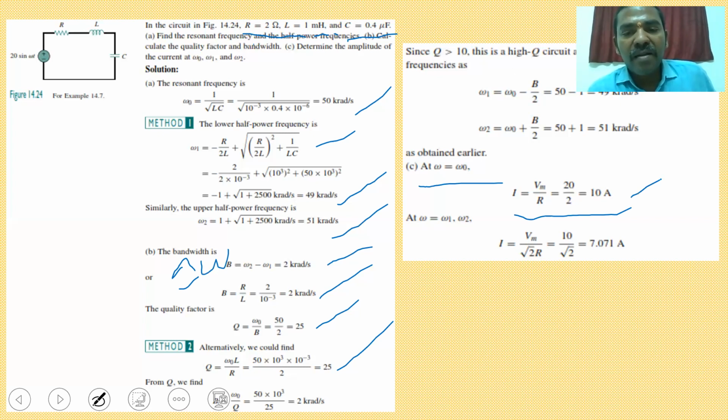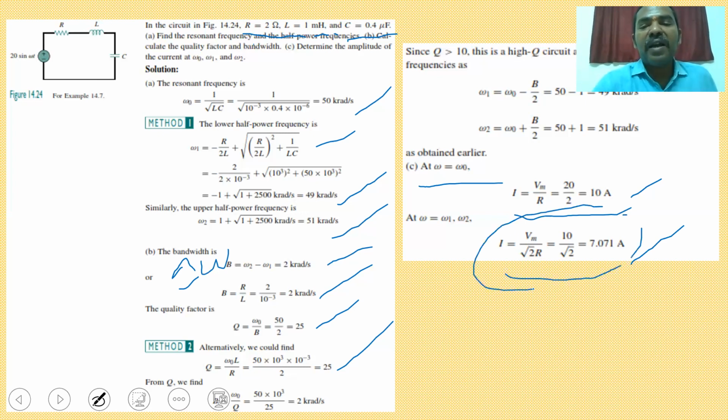Then omega is equal to omega 1 or omega 2, you can get the same answer only. So I is equal to Vm divided by root 2 into R. So 10 by root 2, you can get 7.071. So why we are getting this equation? The omega 1 and omega 2 are half power frequencies. So half of the power condition means the current must be taken as Vm divided by root 2 times of R. So under that condition, you can get 7.07 amperes.